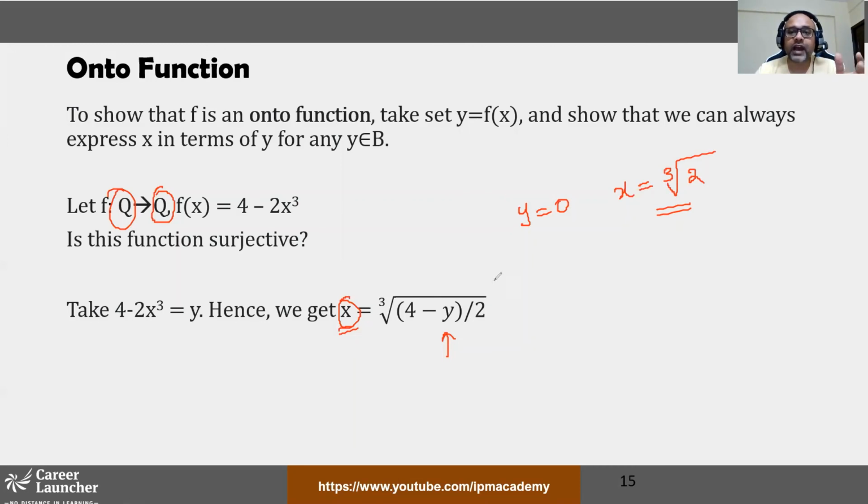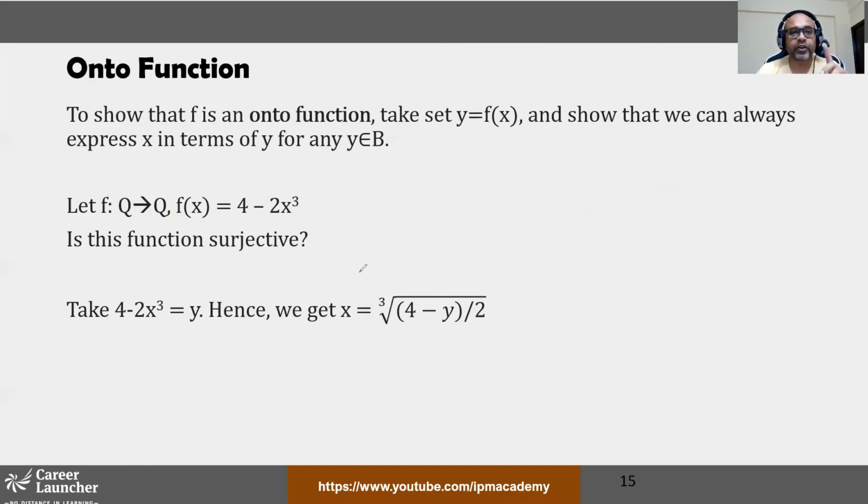Because I have at least one y for which my x is not a rational number, automatically I will say that y equal to 0 is not possible. And if y equal to 0 is not possible, it means it is not covering all your rational numbers. Because 0 is an integer and all integers are rational numbers, hence it fails the test of onto.